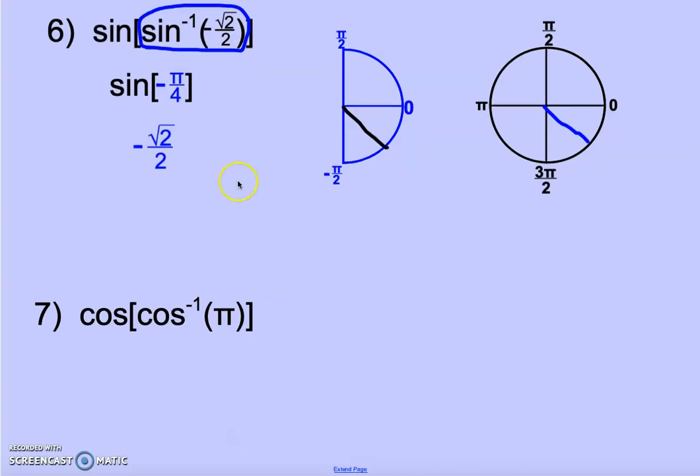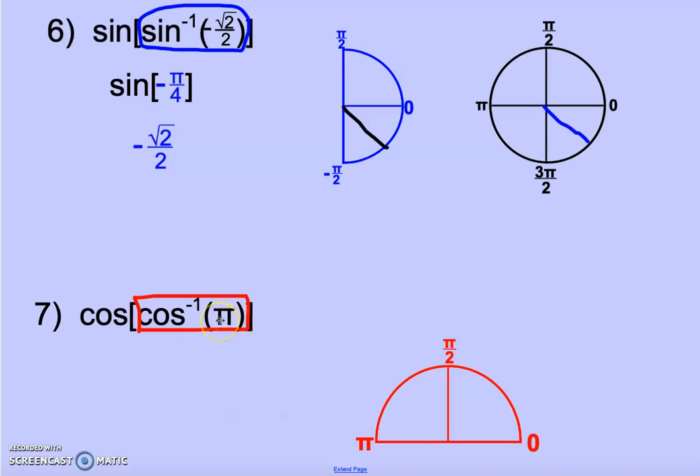One last one. Let's do the cosine of the inverse cosine of pi. So here we go. We have the inverse cosine of pi. Inverse cosine, that's very restricted. We're not going to use the unit circle. We're going to use the unit taco. So where is my little unit taco here? I seem to have lost it. There it is. There's my unit taco. The inverse cosine of pi.